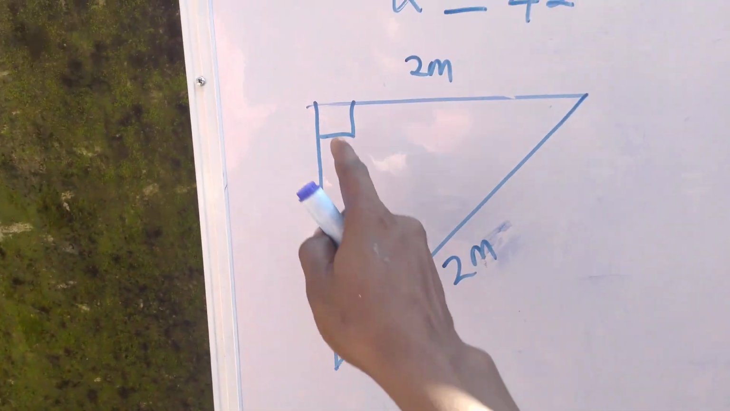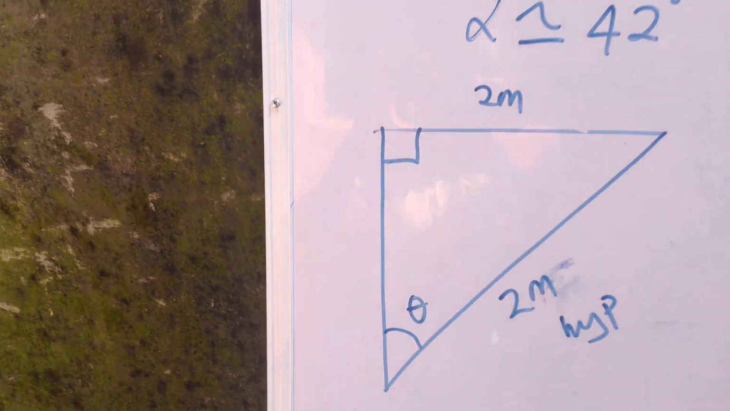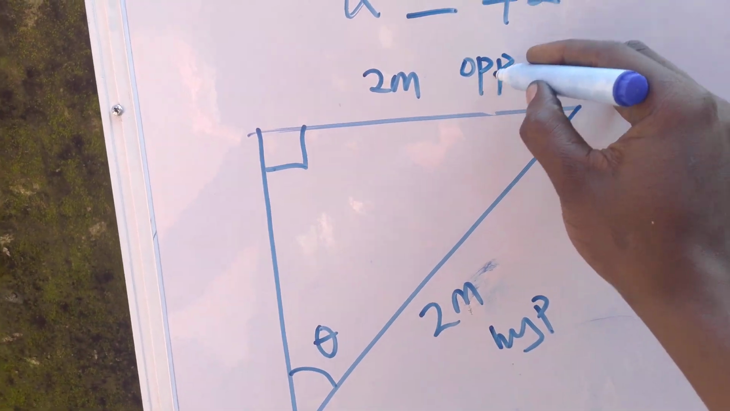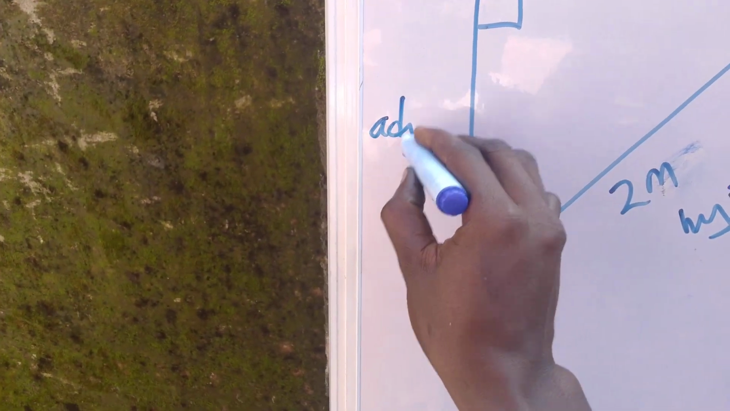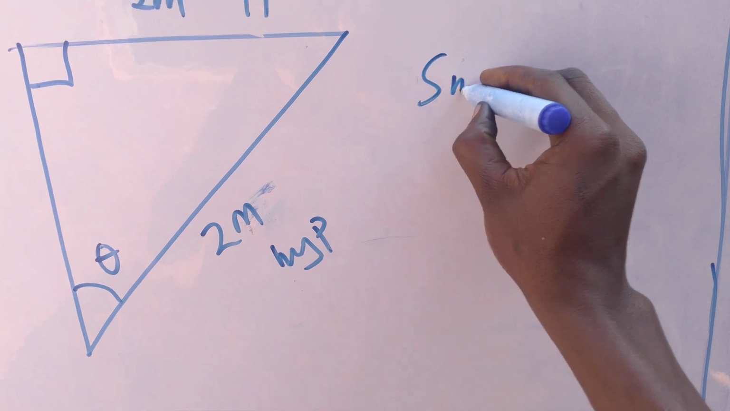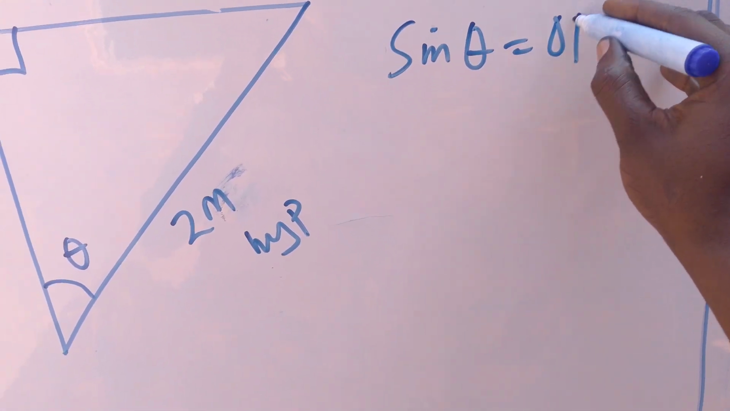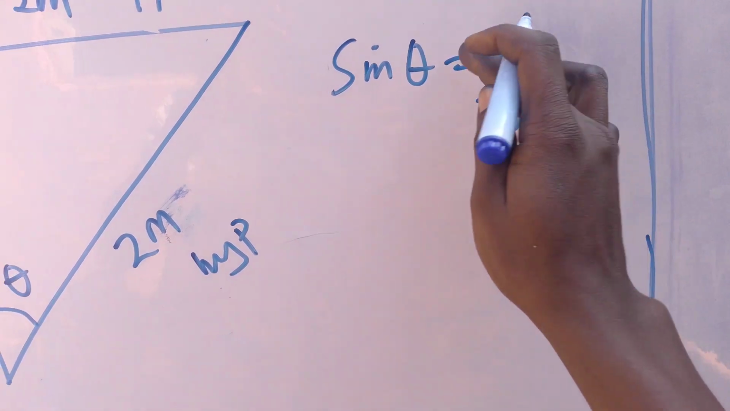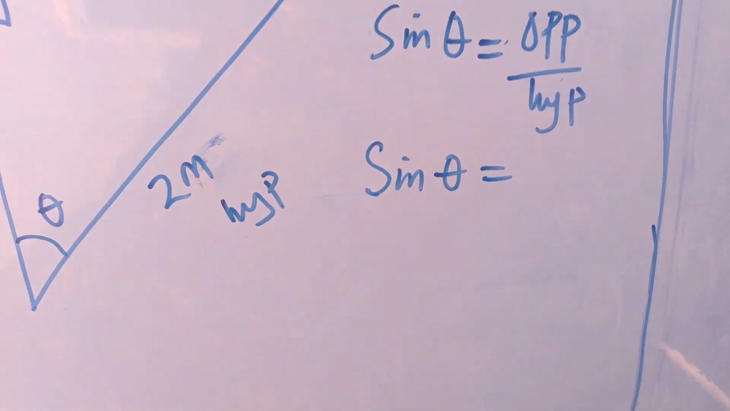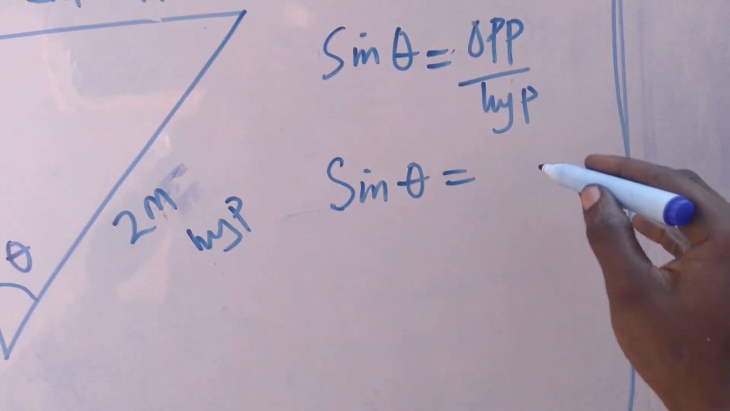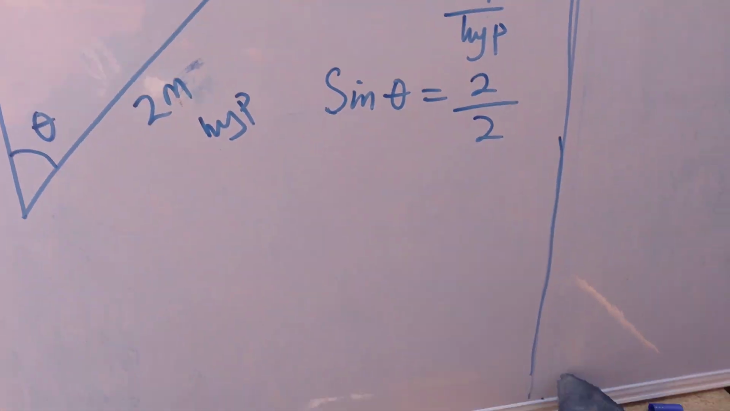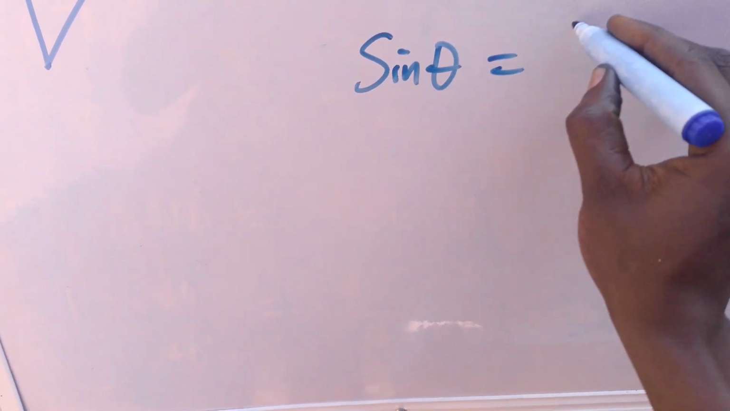Now, the side that faces the 90 degree angle is my hypotenuse. This is the angle of inclination, and the side facing the angle of inclination is my opposite. The remaining side becomes the adjacent. So we have the opposite and the hypotenuse. So sine theta equals opposite over hypotenuse. Opposite is 2 and hypotenuse is 2. So 2 divided by 2 will give me 1. So sine theta equals 1.